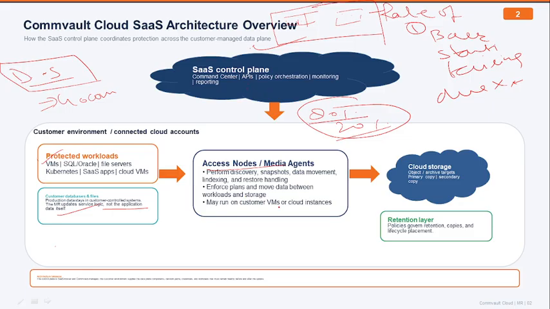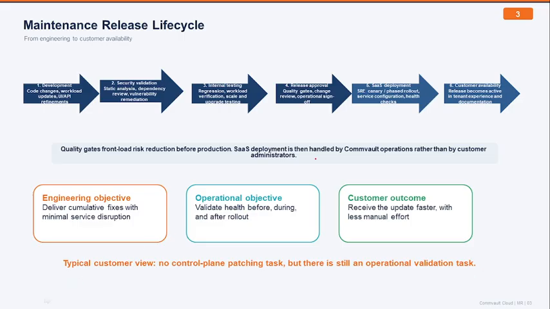May run on customer VMs or cloud instances. Then cloud object storage, object archive targets, primary, secondary, or tertiary copy as well in some environments. Okay, and there is a retention layer as well, where we can define policy governance, retentions, copies. I already made a video on this. In many environments, I can see there are three copies. So there are multiple things. Let's jump to the next slide.